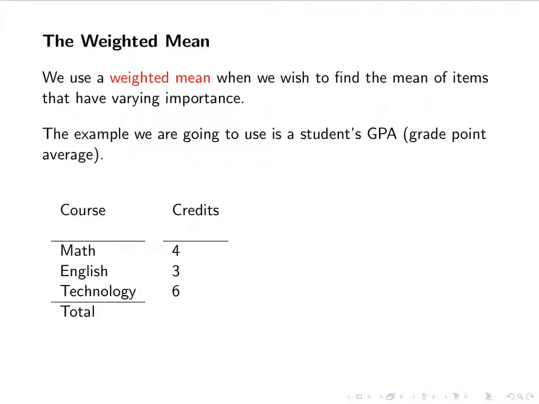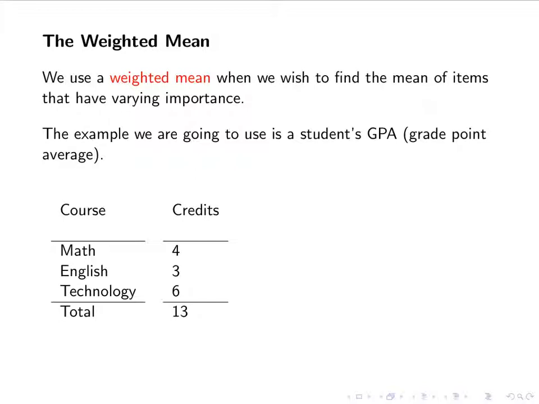So to figure out your grade point average, you need to know a few things. First of all, the courses and how many credits they are. So the credits are called the weights. A 4-credit course weighs more in your GPA than a 3-credit course. A 6-credit course is 6 times as important as a 1-credit course when calculating your GPA. What we need is the total number of credits you're taking. So in this case, it's 13.